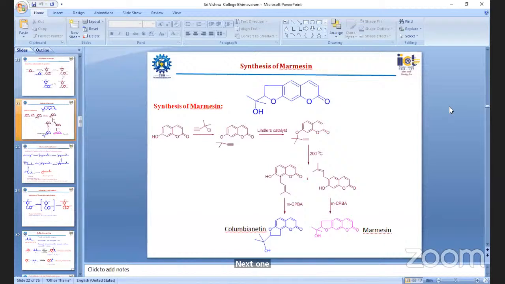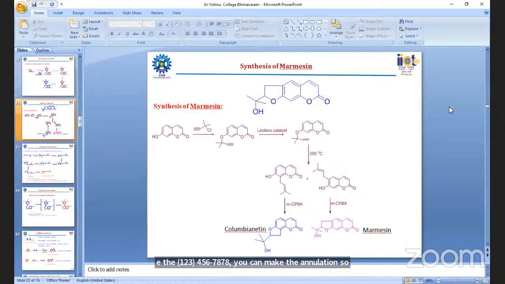Yeah, another example what I want to show, total synthesis of the marmosine. 2 examples I have taken now. You know, just now I have shown about the coumarin, 4-hydroxycoumarin. Coumarin is so important. So you can take the 7-hydroxycoumarin. You can make the allylation so that O-allyl or prenyl it will be formed.